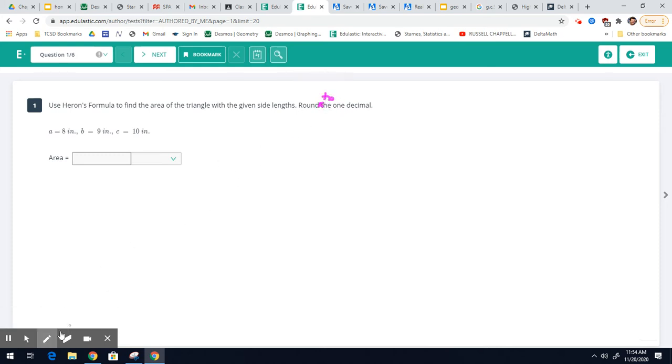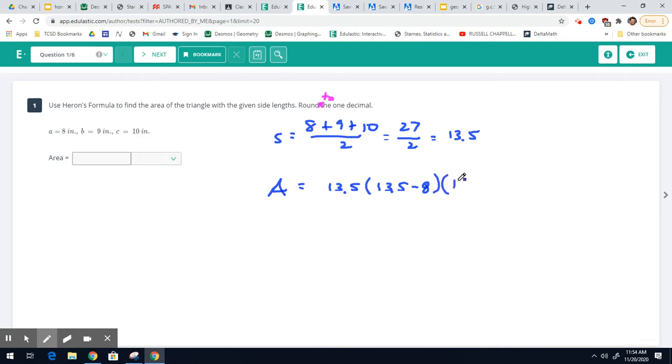Okay. So the first thing we have to remember is that we have to find the semi-perimeter. The semi-perimeter is the perimeter, 8 plus 9 plus 10, divided by 2. So this is 27 divided by 2, and a decimal is fine here. That'd be 13.5. So now to find the area, we need to use the formula. It's all one big square root: S times S minus A times S minus B times S minus C. And don't forget your square root.